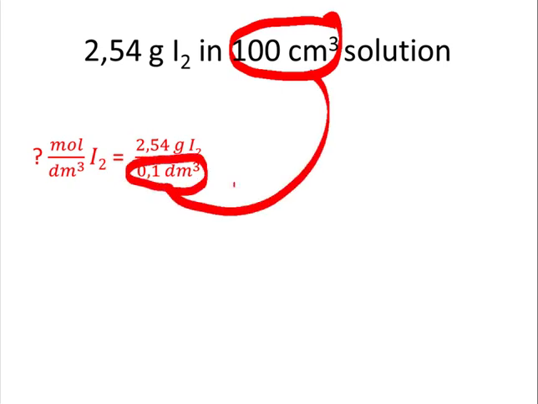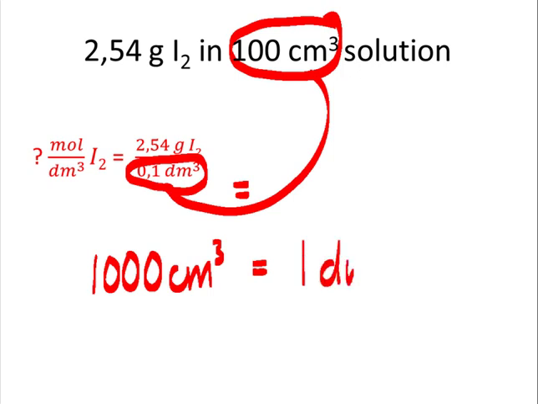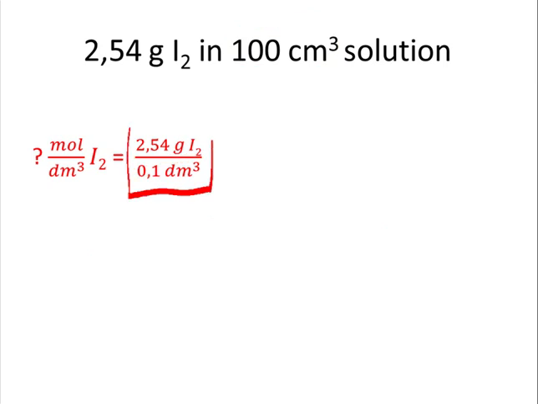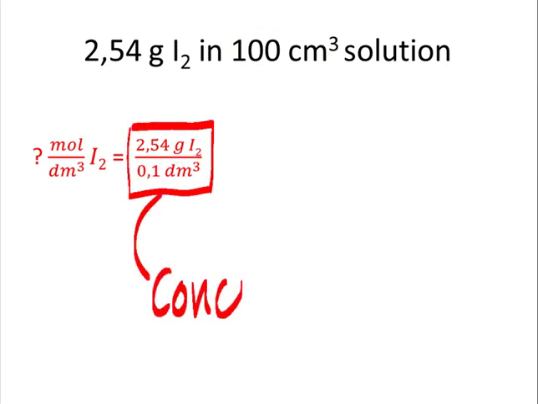How do we know that? There are 1,000 centimeters cubed in a decimeter cubed. So you always divide by 1,000 to convert centimeter cubed into decimeter cubed. So you can jump the comma back 3 spaces. So 100 centimeter cubed, 0,1 decimeter cubed. Right, so we have the concentration in grams iodine solute per decimeter cubed solution, but we need it in moles iodine solute per decimeter cubed solution.